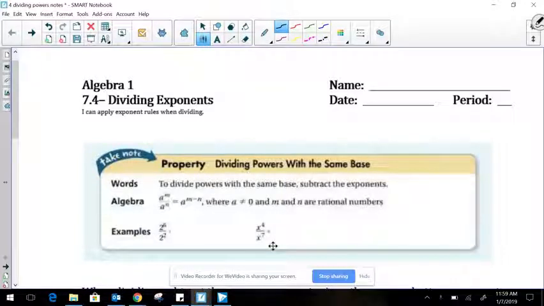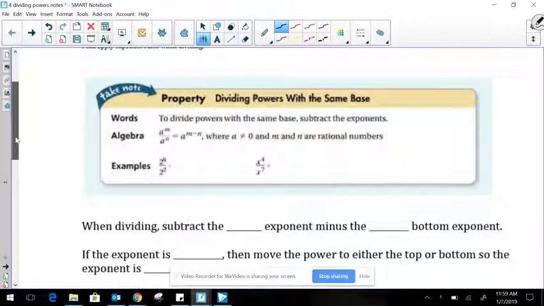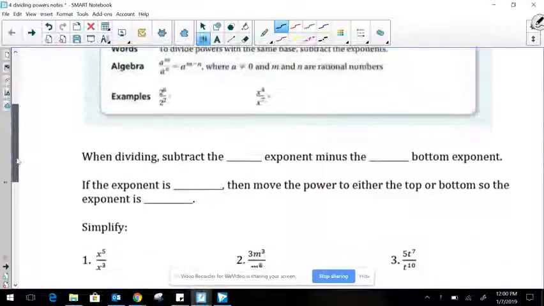Hi there. Today we are going to do the fourth lesson of exponents. This is dividing them. So on the top here, it has a summary of what we're doing. But when we divide powers with the same base, we are subtracting the exponents. So before, when we multiplied these, we added exponents. So now we're dividing and subtracting.